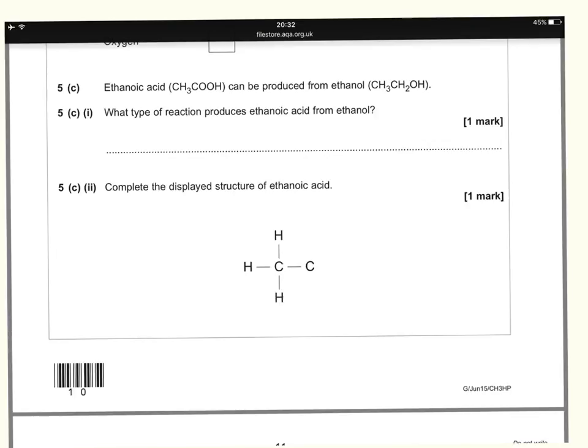Okay, ethanoic acid can be produced from ethanol. What type of reaction produces ethanoic acid from ethanol? So this is our oxidation reaction.